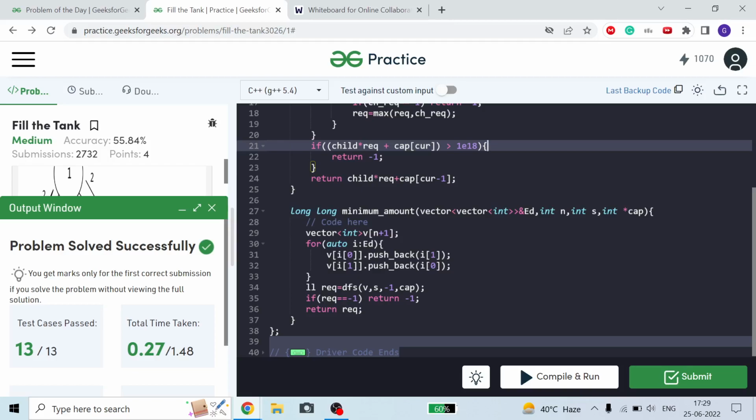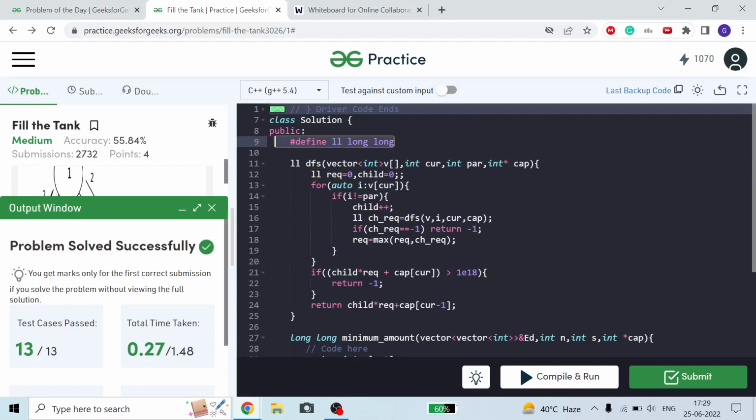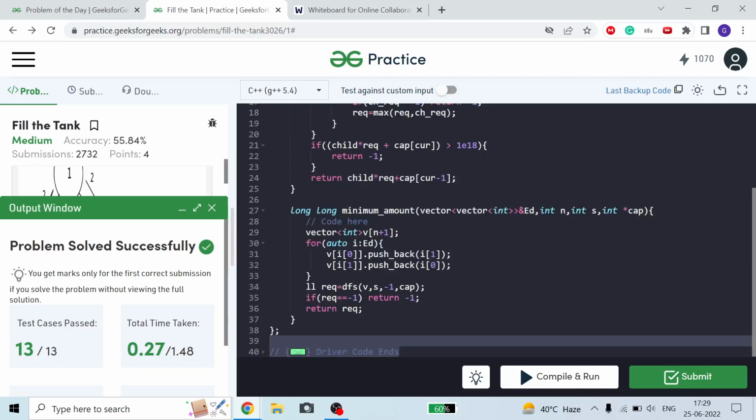Okay guys, now we have taken ll required. ll means long. Instead of writing long again and again, I just define it as ll. So ll required means long required. Req means the total required amount of water from the source node to all my nodes. I am passing it to a DFS.